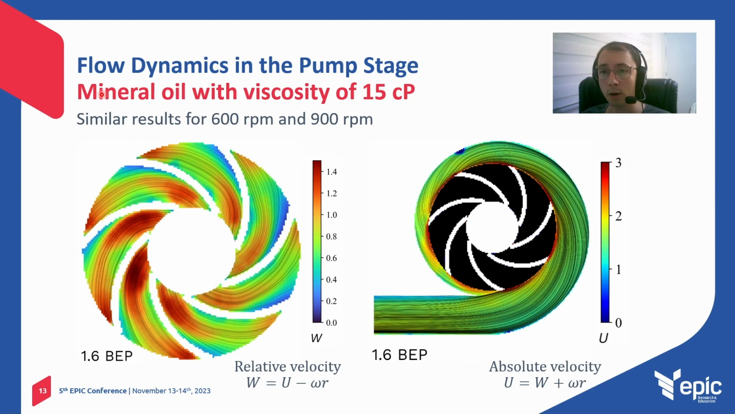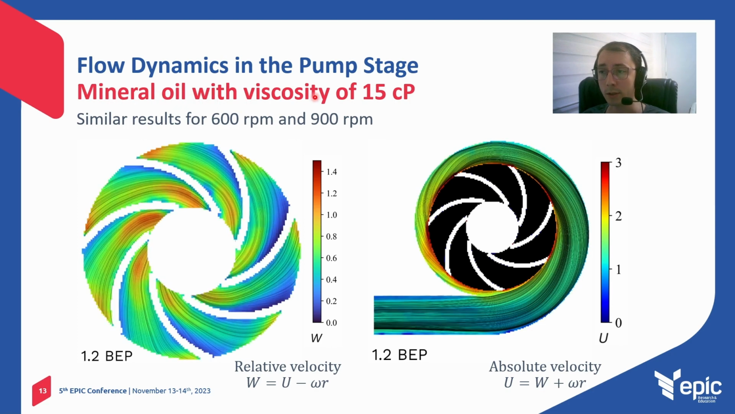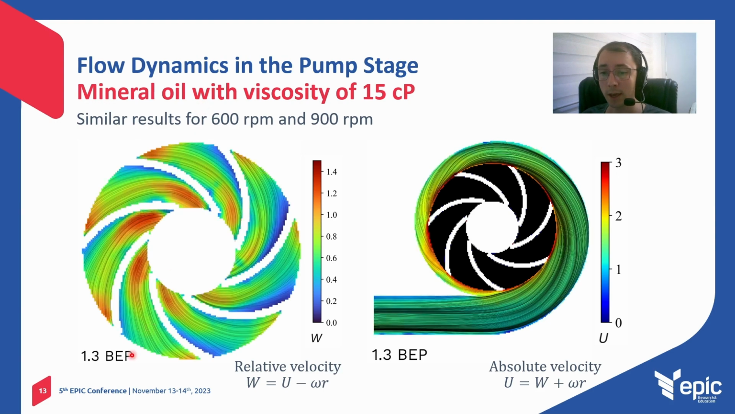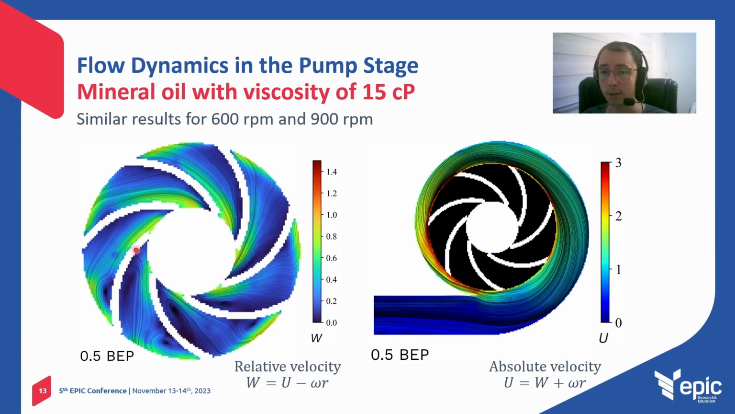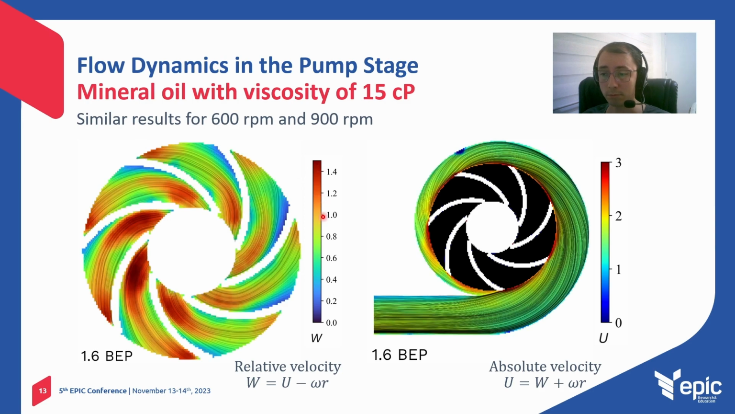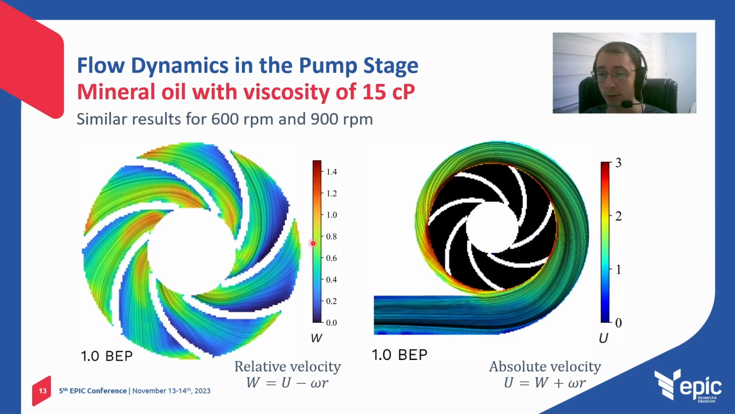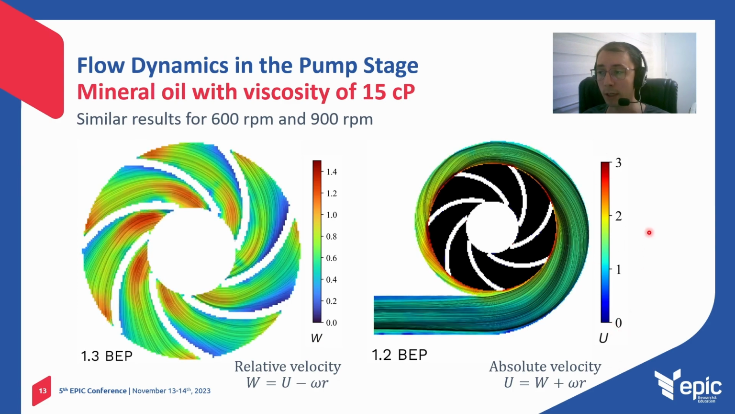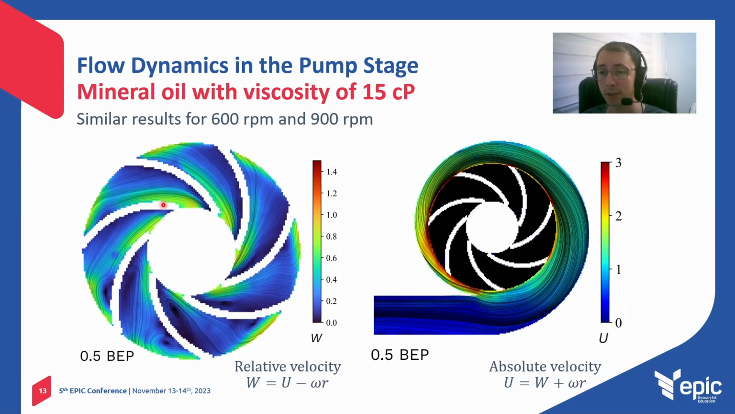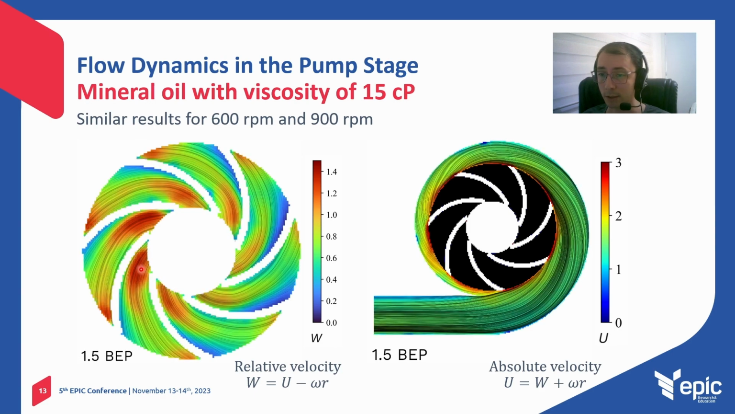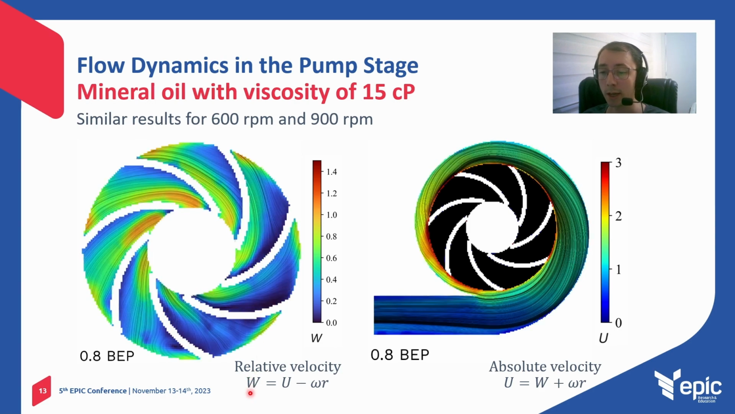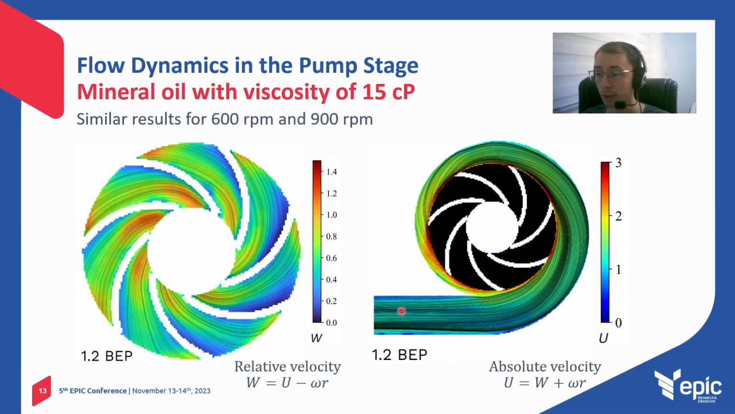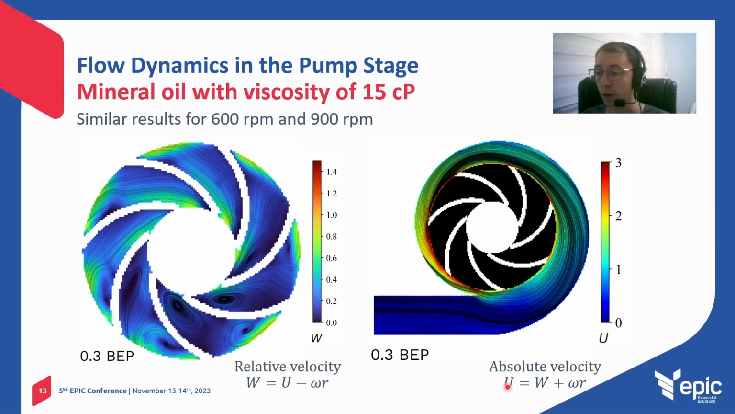So we are now working with mineral oil with a viscosity of 15 centipoise, and we can see that as the flow rate increases, the streamlines and also the magnitudes of the relative and the absolute velocities are changing. Okay, we can see differences here on the left inside the impeller, where we analyze the relative velocity, and also here inside the volute diffuser, where we can see the absolute velocity as well.